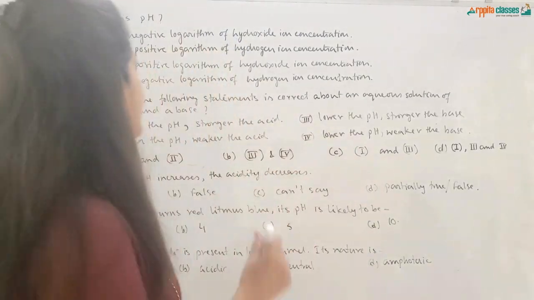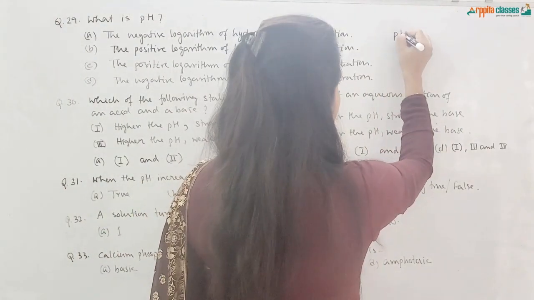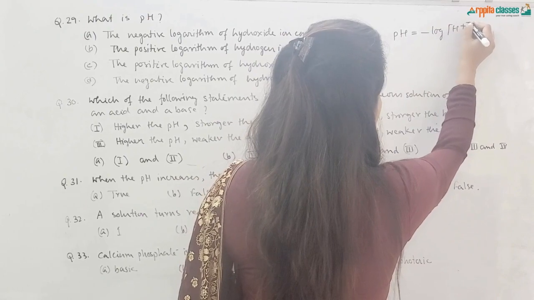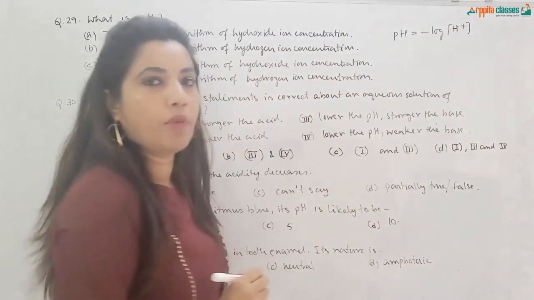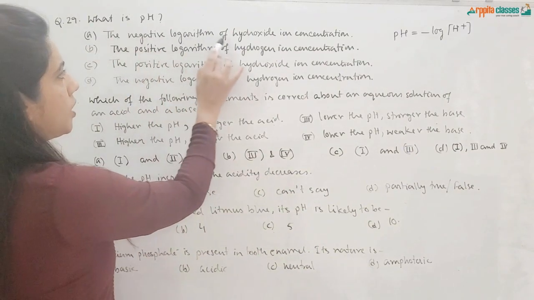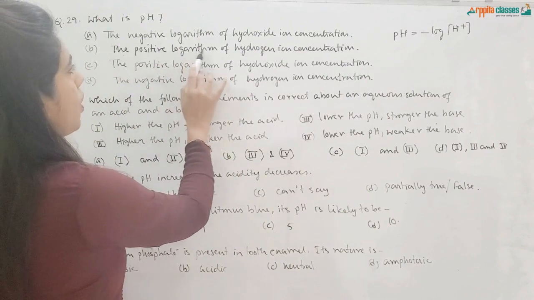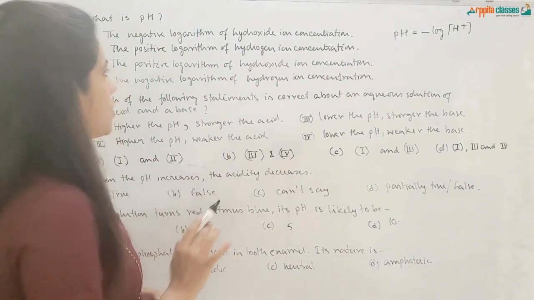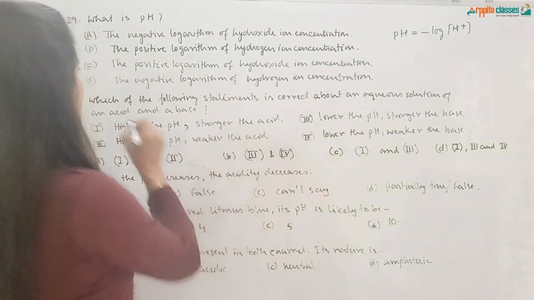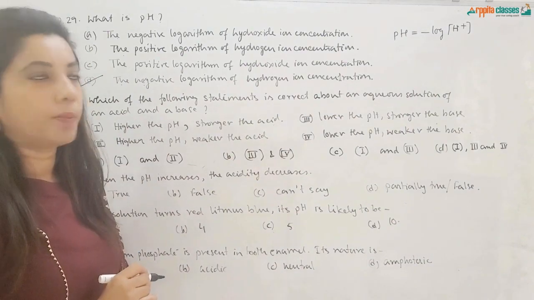Question number 29 is, what is pH? So we know that pH is the negative logarithm of H plus ion concentration. This is the definition for pH. So let us see the options. The negative logarithm of hydroxide ion concentration, no. The positive logarithm of hydrogen ion concentration, no. The positive logarithm of hydroxide ion concentration, no. The negative logarithm of hydrogen ion concentration. So D is the right option.